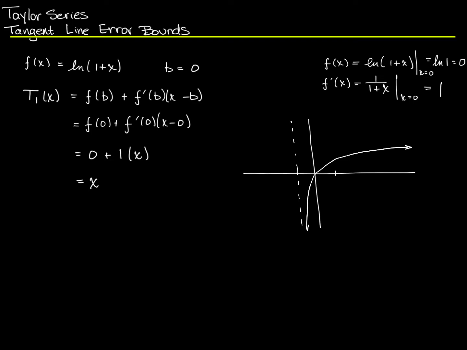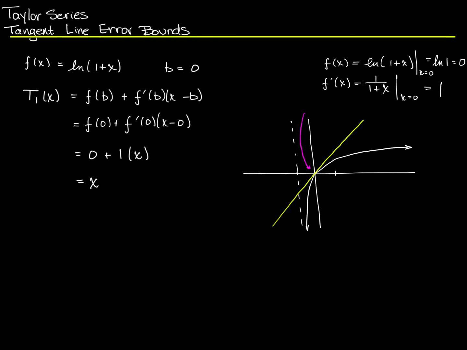And then my tangent line is the line y equals x, which looks something like that. And these two curves are tangent at the point x equals 0, and their slopes are the same there, and their values are the same there. At exactly x equals 0, y equals 0. And the natural log of 1 plus 0 is the natural log of 1, which is also 0.